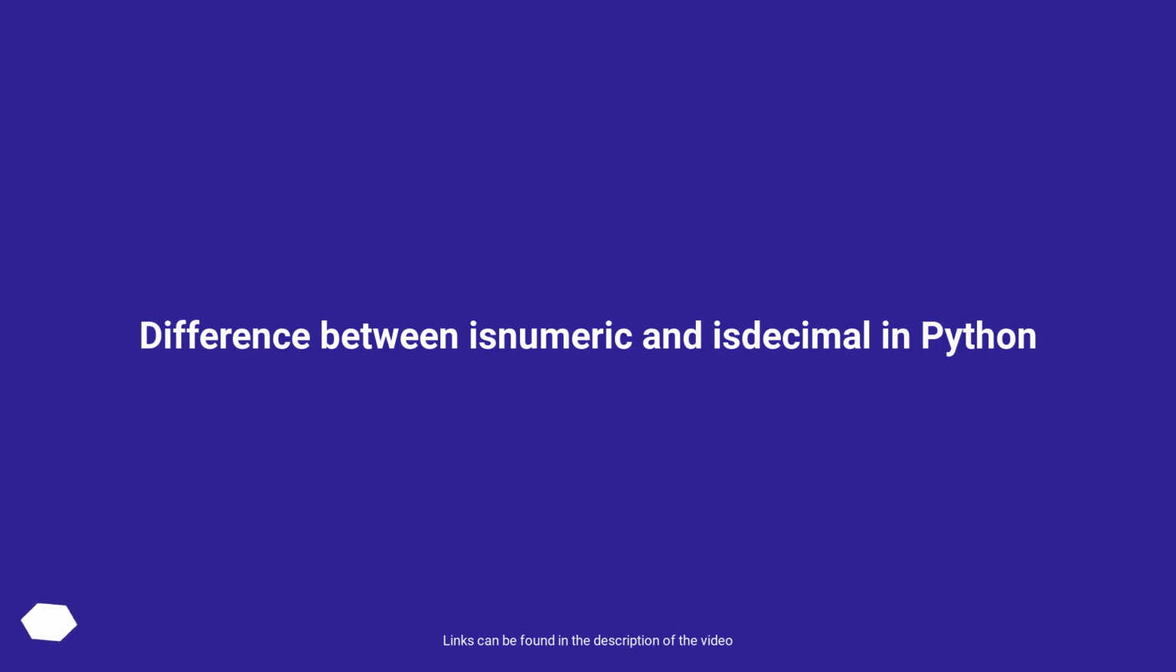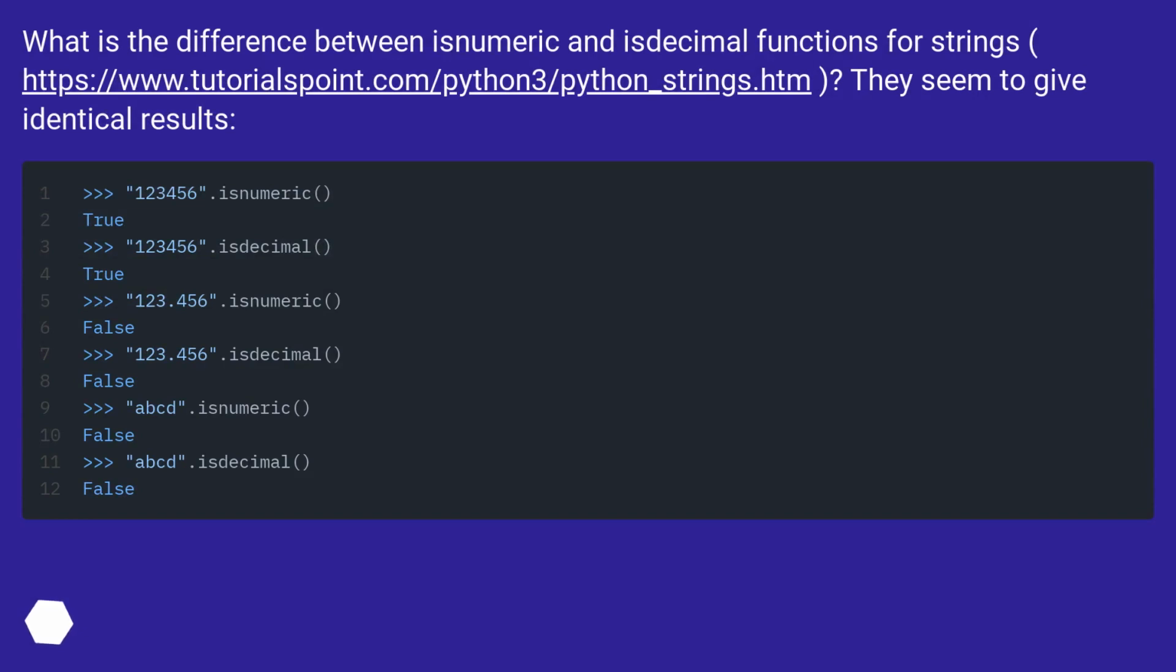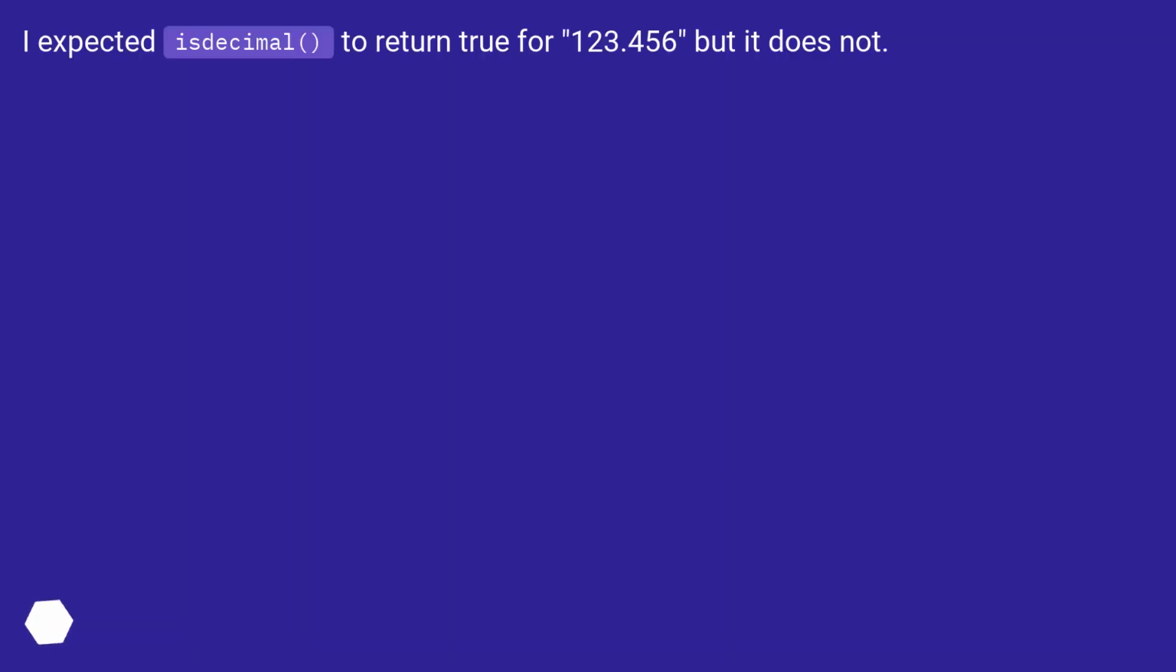Difference between isnumeric and isdecimal in Python. What is the difference between isnumeric and isdecimal functions for strings? They seem to give identical results. I expected isdecimal to return true for 123.456, but it does not.